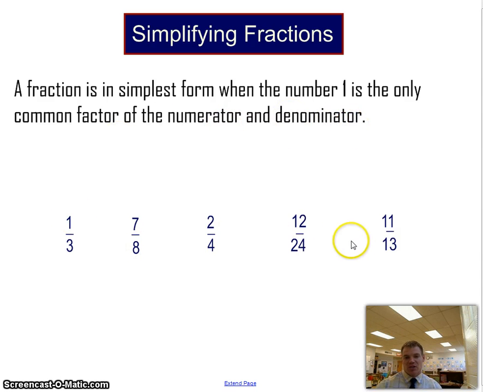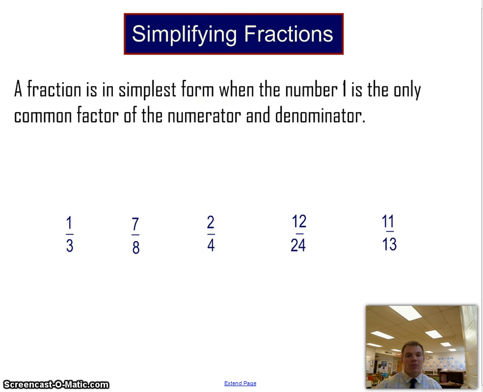I have a list of fractions down here. Some of these are in reduced form and some are not. So let's just take a look at some of these quick. 1/3, again, only 1 can divide 1, and 3 can be divided by 1. So 1/3 is in simplest form. The same thing with 7/8. There is no number that can go in evenly into 7 and 8.